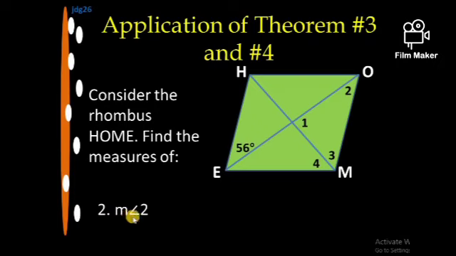Number 2, what is the measure of angle 2? What do you think the answer is? You are correct. 56 degrees. Why? Aren't the angles bisected? If this is 56 degrees, this is also 56 degrees, and they have the same measure as their opposite angles. Therefore, angle 2 is 56 degrees.